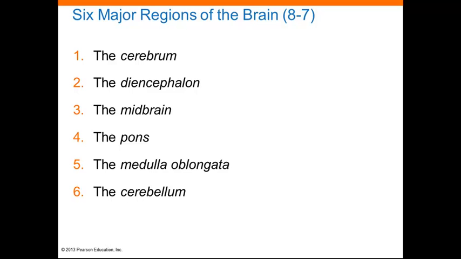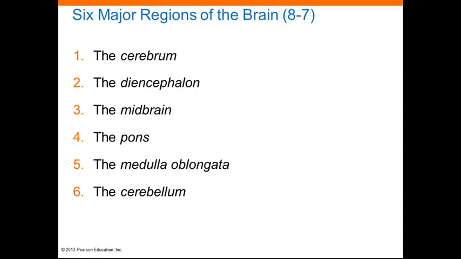and the thalamic portion contains relay and processing centers for sensory information. The hypothalamic portion contains centers involved with emotions, autonomic function, and hormone production. Again, that's the diencephalon. Number 3, the midbrain processes visual and auditory information, and it generates involuntary motor responses.